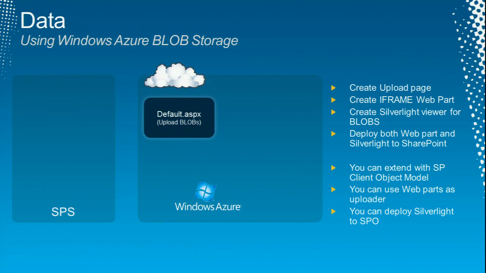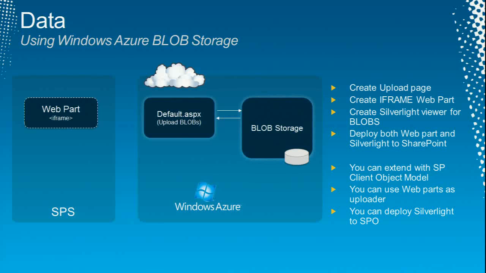So what I'm going to show you here is, first of all, we'll start out with a Windows Azure default ASP.NET page, just a fairly simple ASP page that will allow you to upload blobs into blob storage. Okay? There's my blob storage. Then I'm going to do two things, again in the spirit of having Silverlight and web parts side by side so you can see what is parity, what isn't.